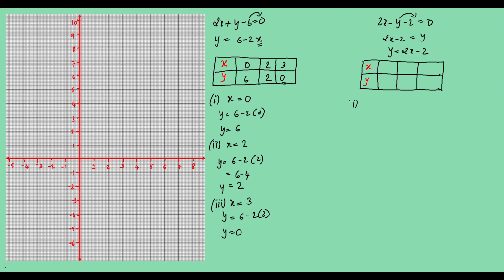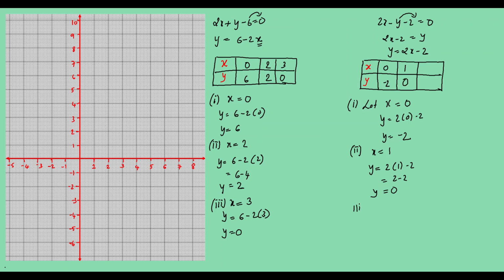Okay, so I will take the first value of x equal to 0 itself, then the value of y will be 2 into 0 minus 2. So y will be minus 2, because 2 into 0 is 0. So x equal to 0, y equal to minus 2. Second one, x is equal to 1 I will take, then y is equal to 2 into 1 minus 2. 2 minus 2 equal to 0. So x is equal to 1, y equal to 0.